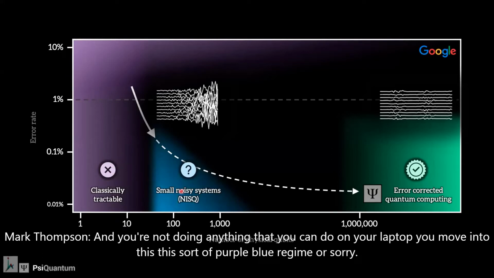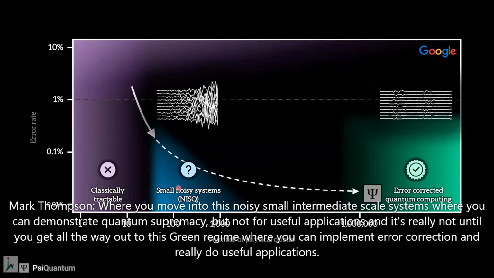You move into this purple-bluey regime, where you move into these noisy intermediate-scale systems where you can demonstrate quantum supremacy, but not for useful applications. And it's really not until you get all the way out to this green regime where you can implement error correction and really do useful applications.